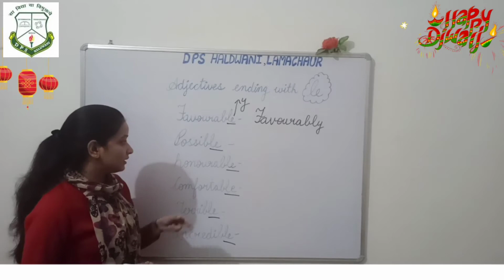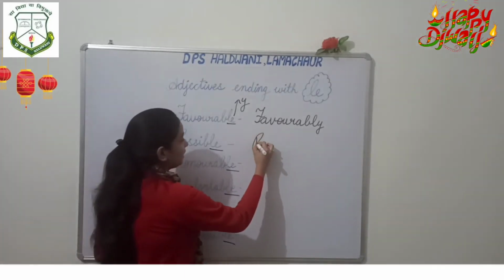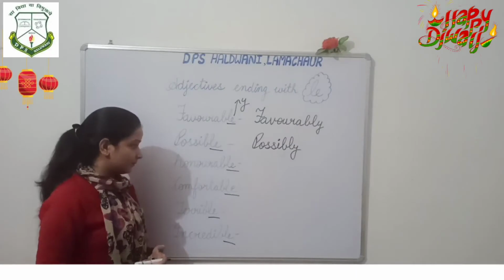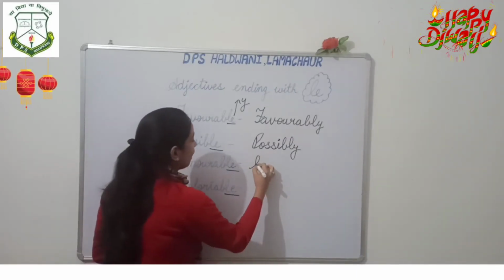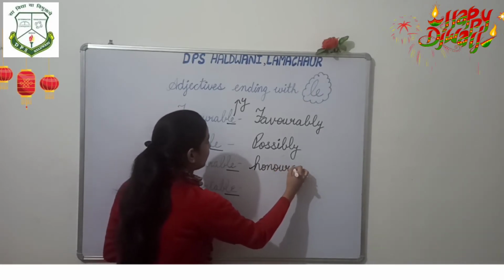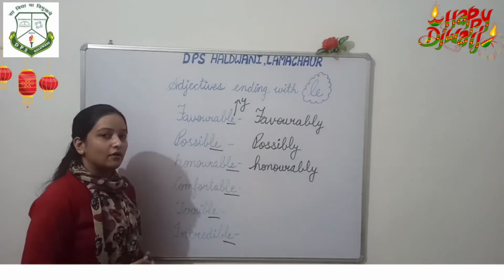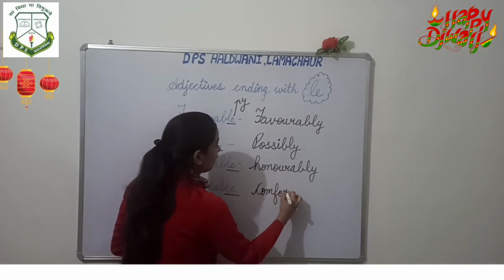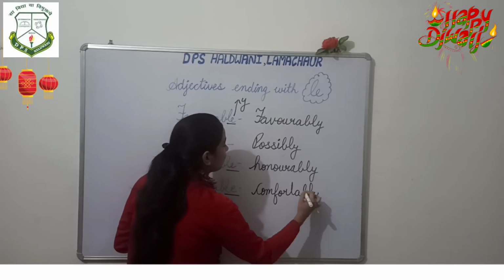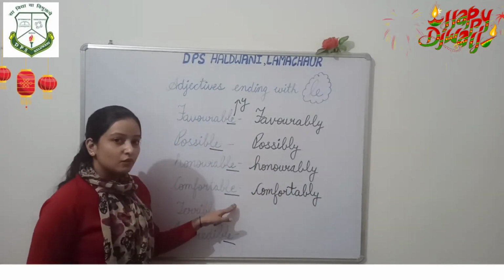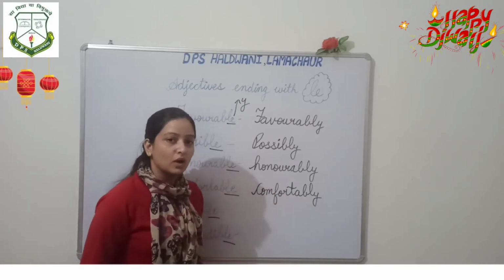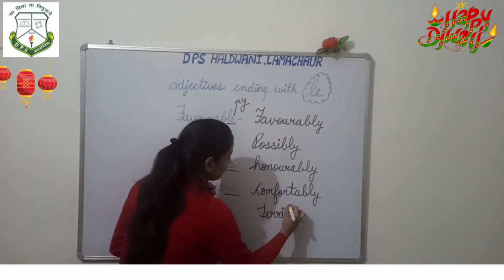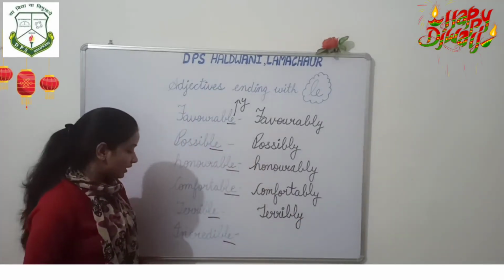Next is possible. So possibly, P-O-S-S-I-B-L-Y, possibly. Honorable, so the spelling honorably, H-O-N-O-U-R-A-B-L-Y, honorably. Comfortable, comfortably, C-O-M-F-O-R-T-A-B-L-Y. So what we are doing? We are removing E and adding Y. Okay? So terrible, terribly, T-E-R-R-I-B-L-Y, terribly.